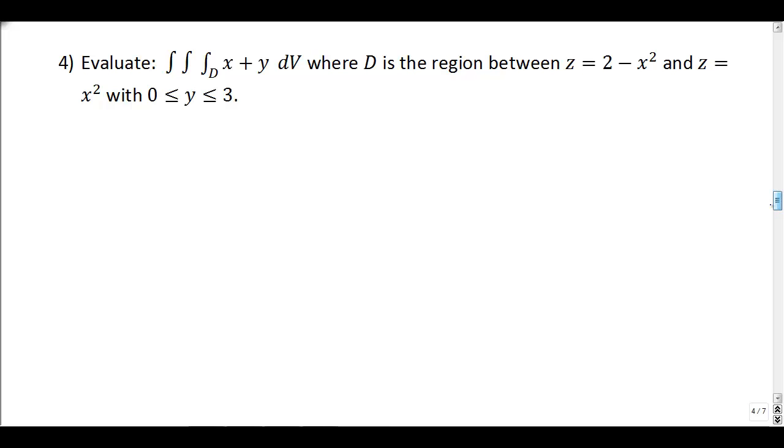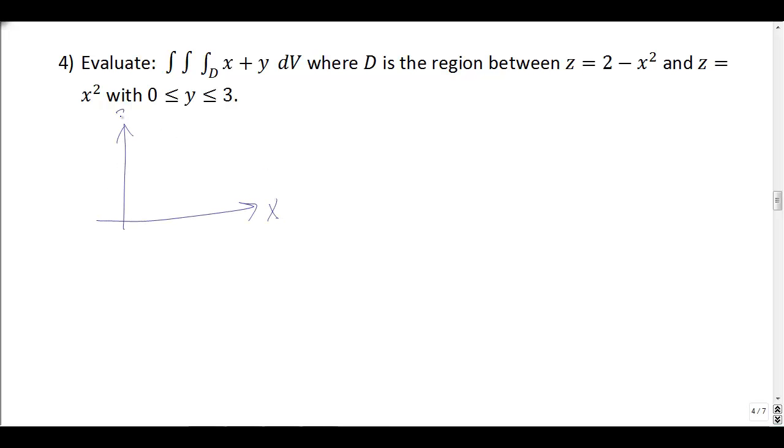Okay, so here we're going to do a triple integral for some domain D of x plus y, where D is the region between z equals 2 minus x squared and z equals x squared, and then we have y goes from 0 to 3. So this is a three-dimensional region, but if you look at the bounds, we have two equations that relate z and x. This one sort of wraps around. But y is independent of x and z.